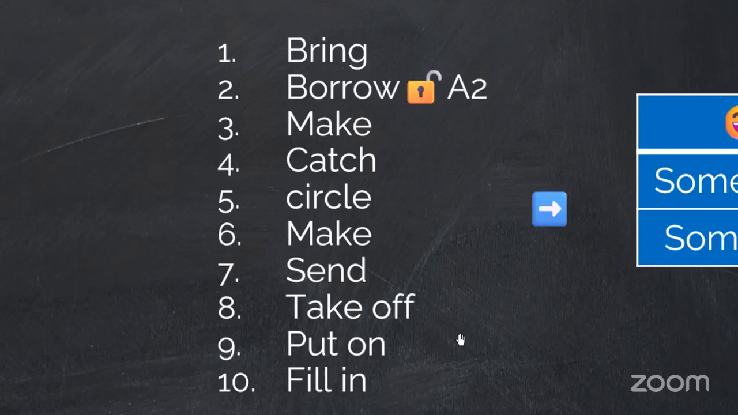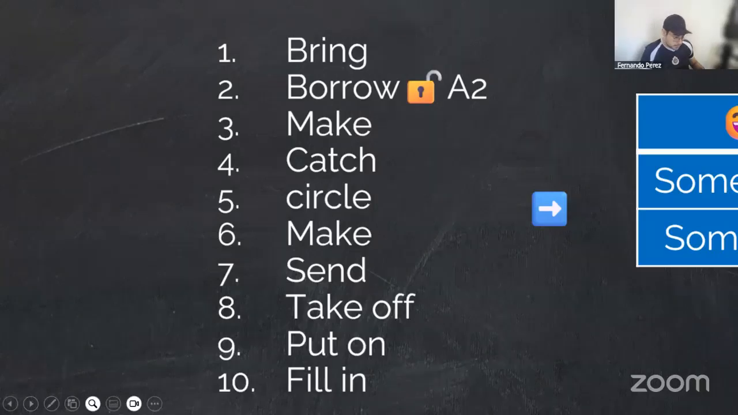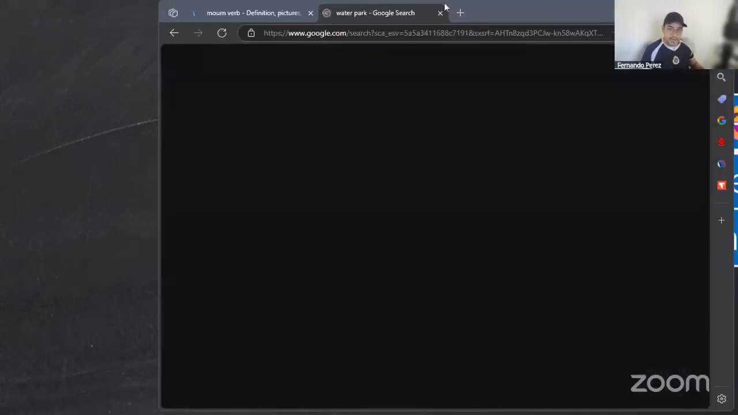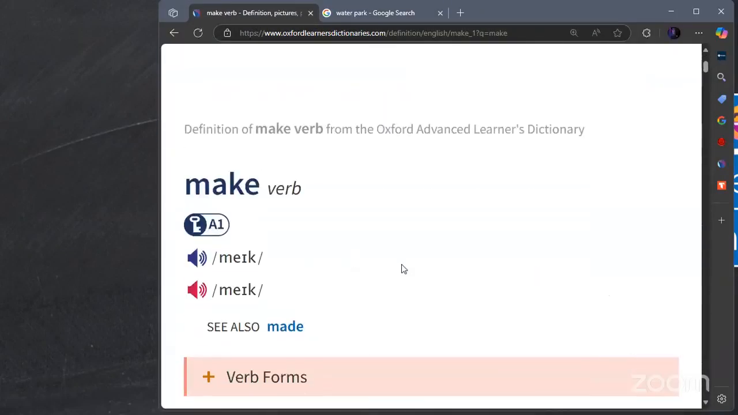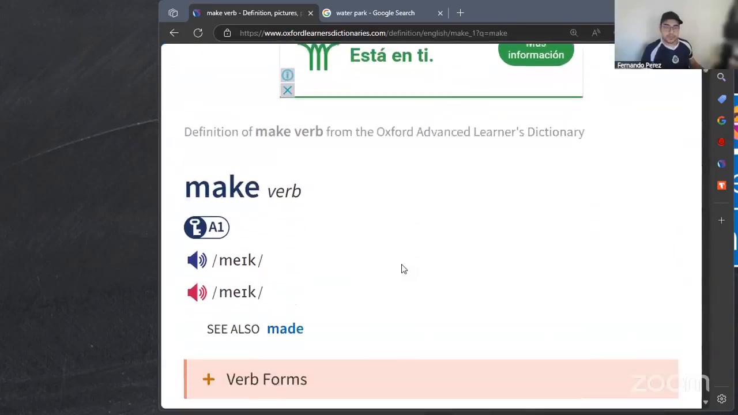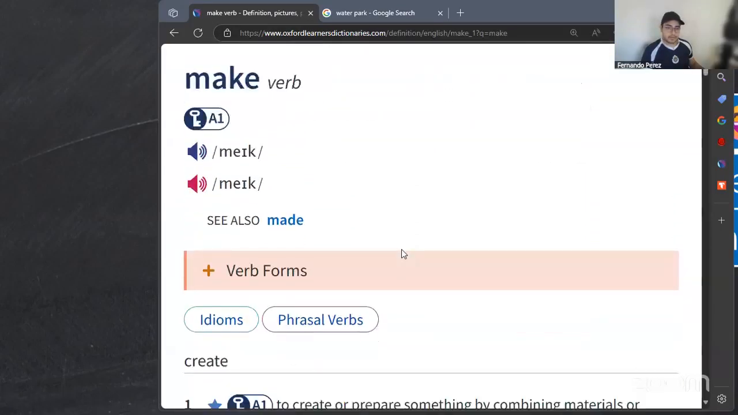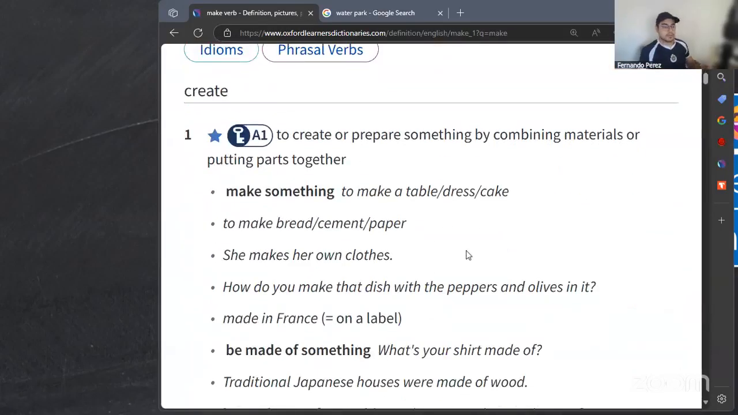Okay? So let's continue with the verb make. And I'm going to teach you a new definition for the verb make. Janice, are you there? Yes, teacher. Perfect. I'm going to teach you another definition for make. The verb make is, of course, similar to cook, no? I make a cake. I make a dress, no? I make it with my hands, right?